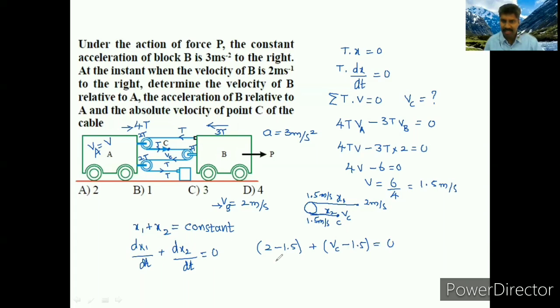What value do we get here? 0.5 plus VC minus 1.5 is equal to 0. Now VC we got is 1 meter per second. So at point C, its velocity is 1 meter per second. Option B is correct. So we will see the next problem.